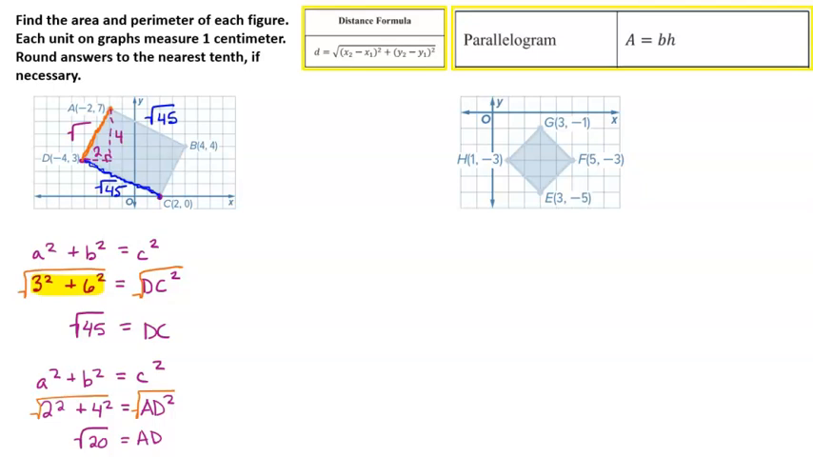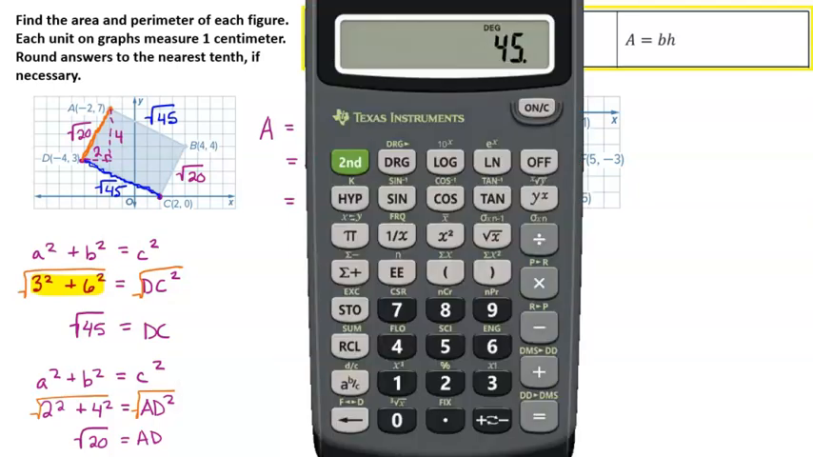And so this is the square root of 20, and then this is the square root of 20. So now this makes it a lot easier to do my area and perimeter. So area is going to be base times height. So I've got the square root of 45 times the square root of 20. And we could do 45 times 20, put that underneath the radical, go from there. But we're just going to use our calculator. We're not going to do simplifying of radicals today in this video.